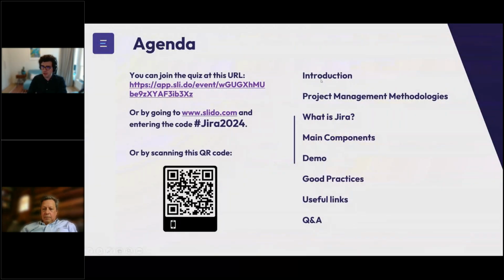Before we begin, we have a quiz for you. In order to join the quiz, you can click on this URL or go to slido.com and enter the code. The code is Jira 2024 with a capital J. Or you can scan the QR code with your phone. We don't keep your emails. You can register without giving your full name or email address. It will help us tailor the presentation, and we also have some technical questions for you.